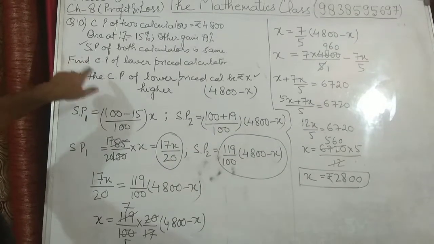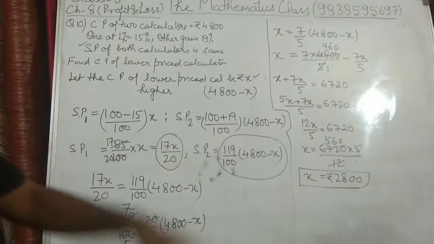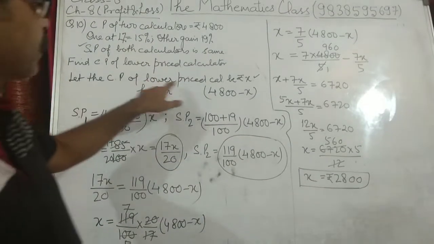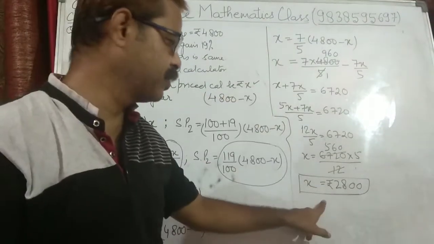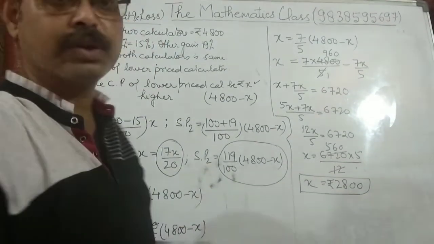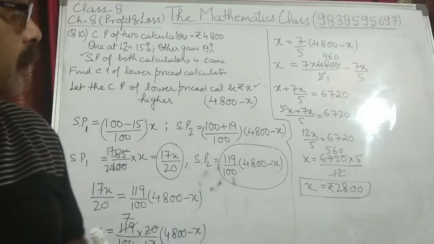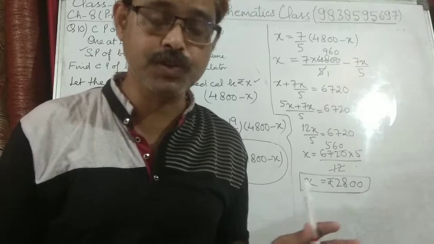We have to find the cost price of the lower price calculator, and we already assumed that the cost price of the lower price calculator be x, and here we got the value of x is 2800 rupees. Now the last question is there, question number 12. We'll discuss that after that this exercise finishes off.